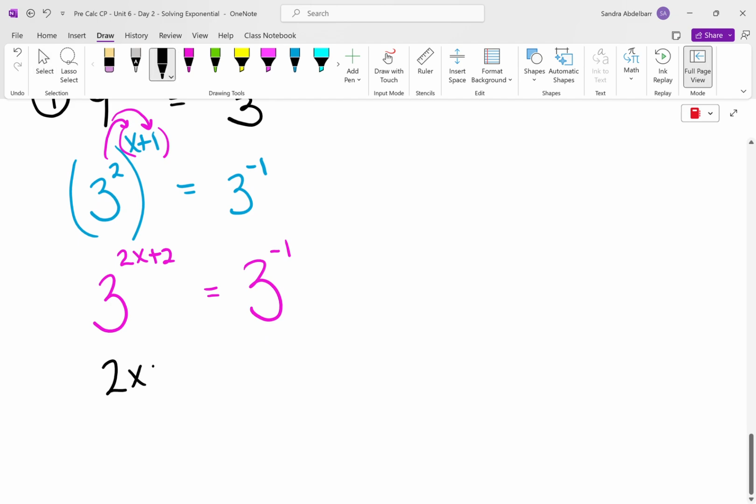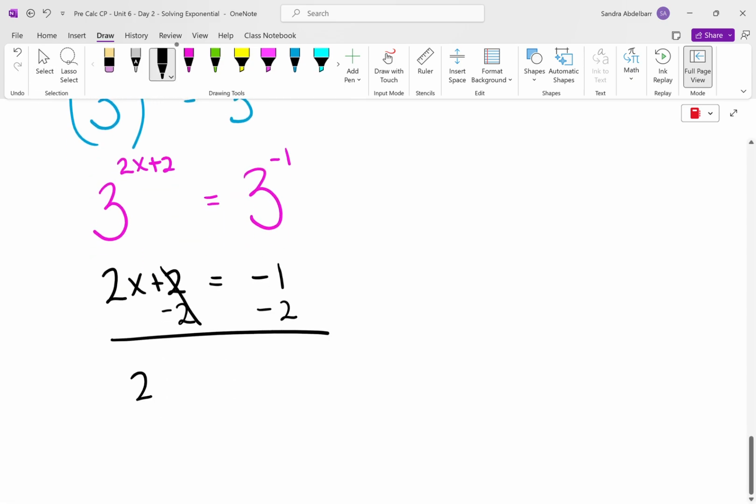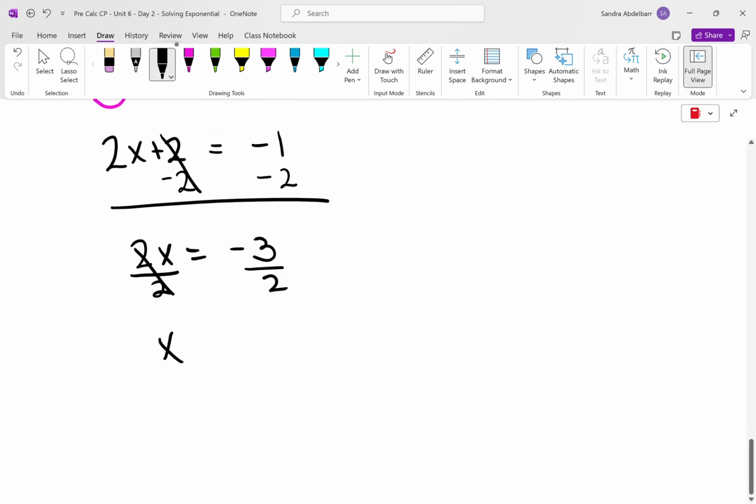Okay, so now that they have the same base, now we could set their exponents equal to each other. 2x plus 2 is equal to negative 1. Subtract that 2. We get 2x is equal to negative 3. Divide by 2. X is equal to negative 3/2.